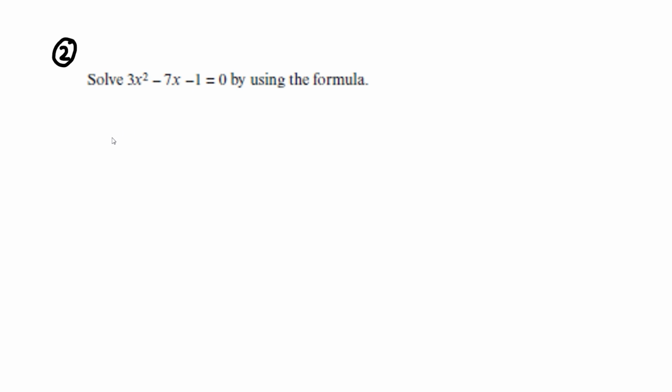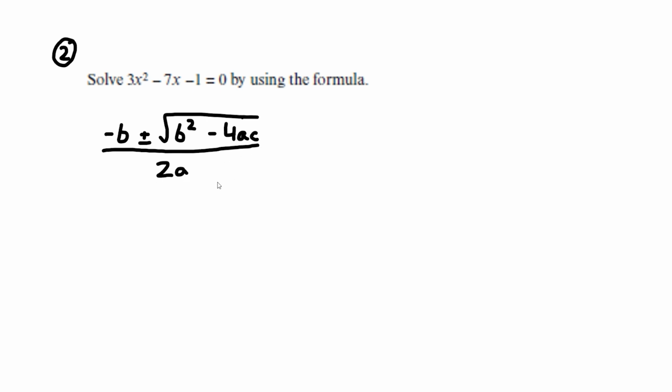Now let's use the second method for solving quadratics, which is simply using the quadratic formula. The quadratic formula is minus b plus or minus the root of b squared minus 4ac, all over 2a. If you remember the form that we write quadratics in, it's ax squared plus bx plus c equals 0, right? So this a, b, and c will correlate into this formula.